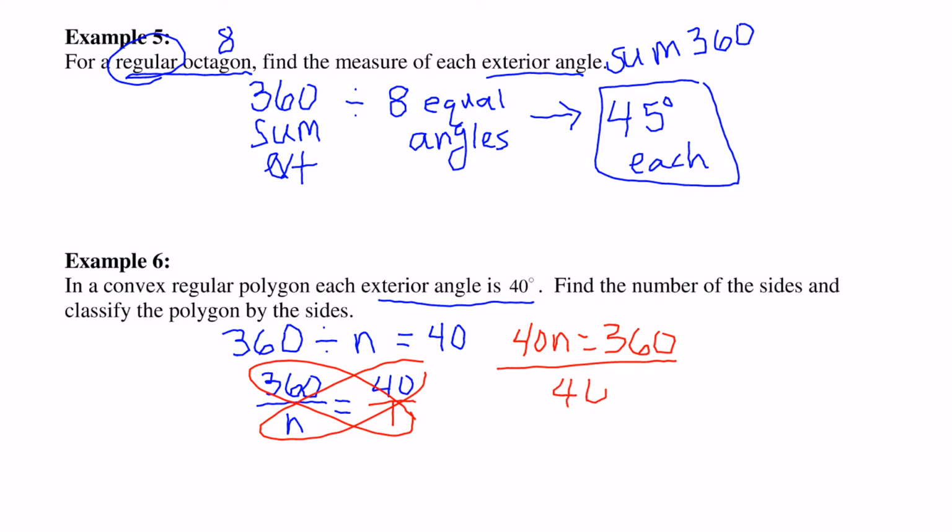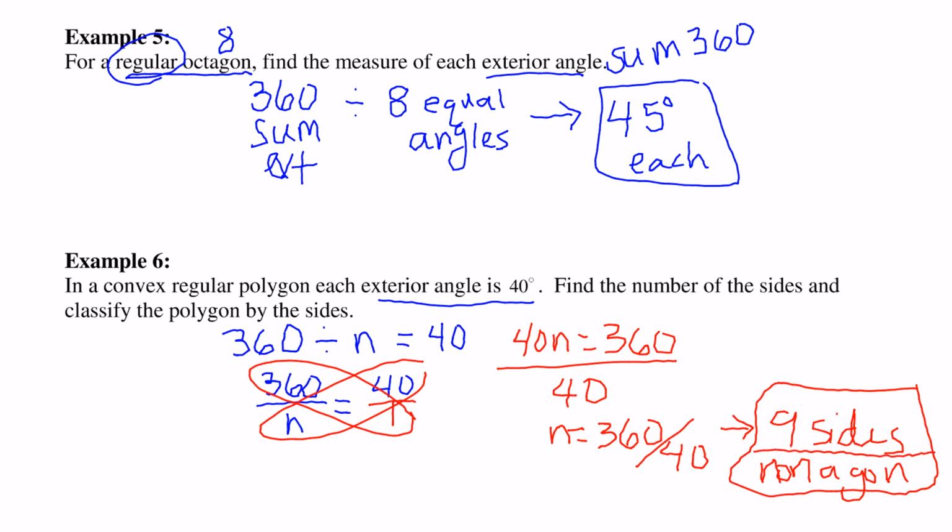So if we take 360 and we divide it by 40, this tells us that we will get 9 sides. And since we need to classify this, this would be a nonagon for 9 sides.